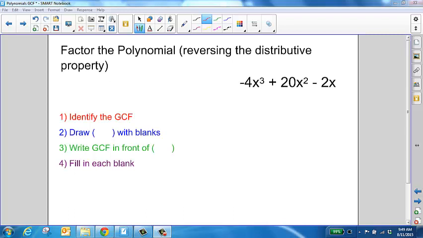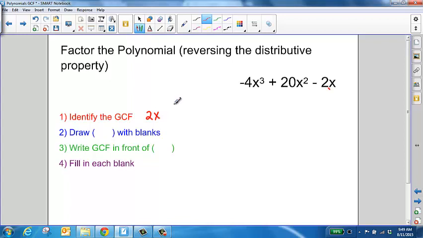For our second example, we're going to factor the polynomial negative 4x to the third plus 20x squared minus 2x by reversing the distributive property. Now, normally when we're factoring a GCF, you want to look for a number that all of the terms are divisible by. So we've got 4 and 20 and 2. So all of those are divisible by 2. So we know that part of our greatest common factor will be a 2, and since all of the terms also have the variable x, we're going to attach an x to our greatest common factor.